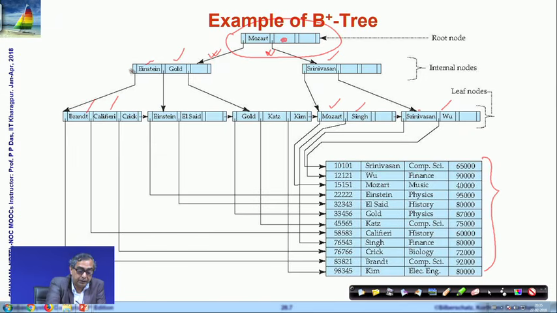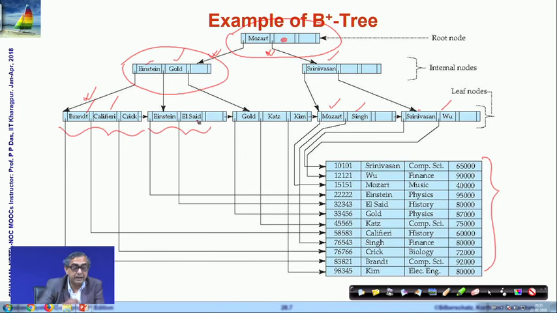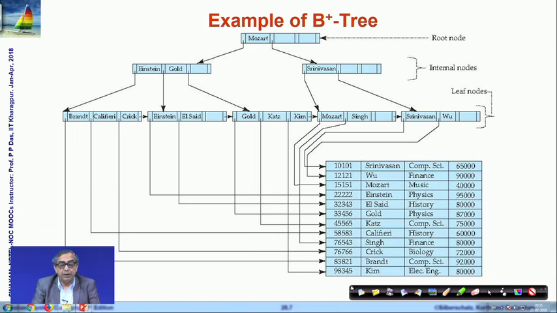Now, if I look at the next level node, this link has values which are less than Einstein, as you can see. This has values which are between Einstein and Gold. This one has values which are more than Gold. As you can see, though all nodes are shown to be of the same type, as we had mentioned at the end of the 234 tree discussion, they have a variable number of entries.